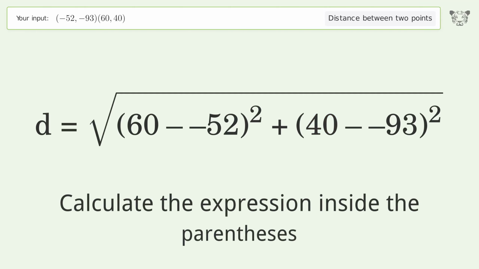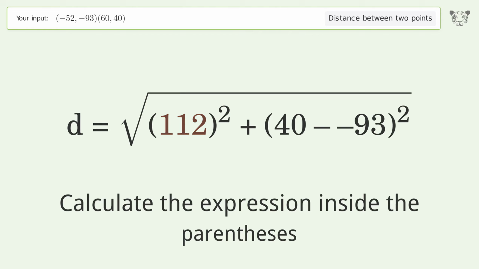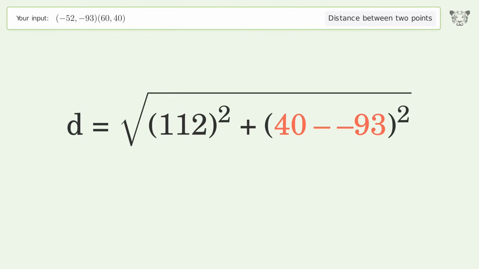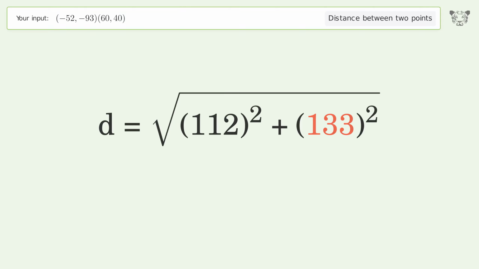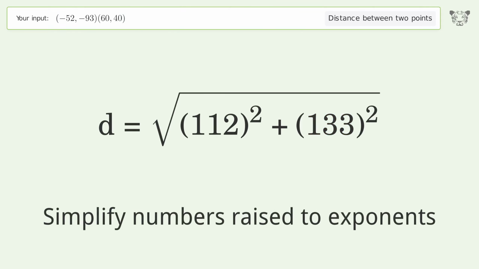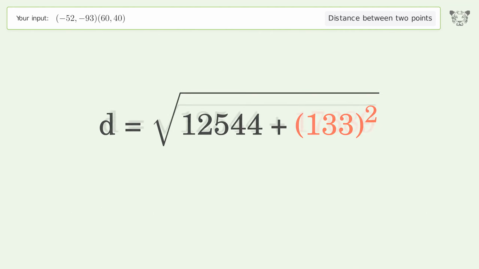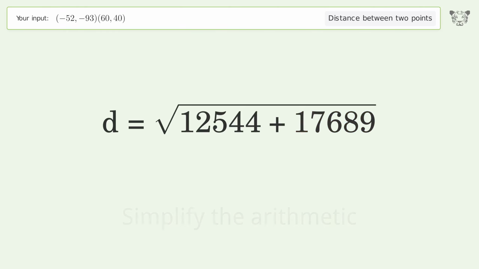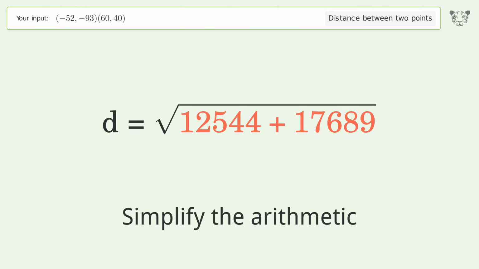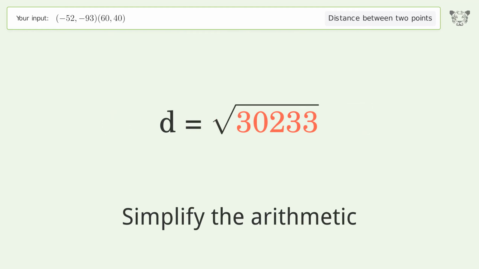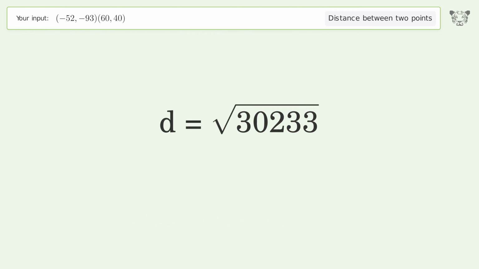Calculate the expression inside the parentheses. Simplify numbers raised to exponents. Simplify the arithmetic. And so the distance between the 2 points is the square root of 30,233, or 173.876.